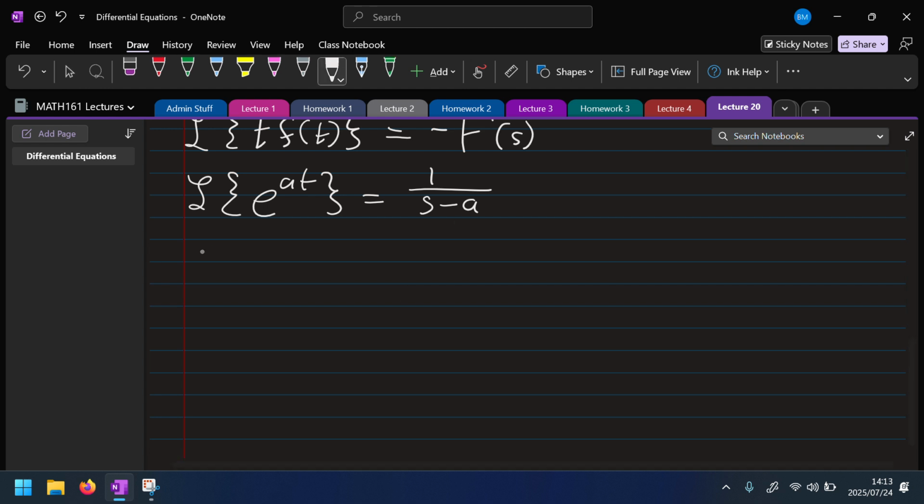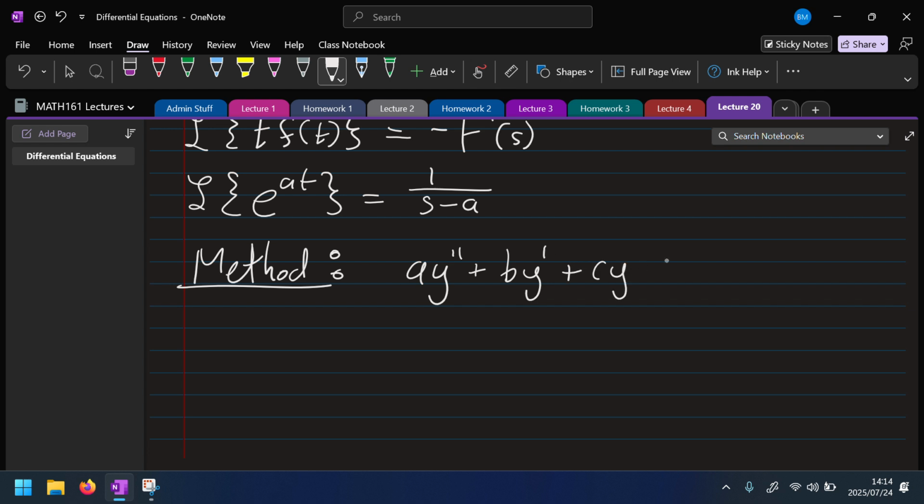Okay, so the method. Okay, so we'll do this with an example just to show you how we go through the method. So let's say we have a second order linear differential equation, something like a y double prime plus b y prime plus c y is equal to some f of x. Okay, we don't know what that is.